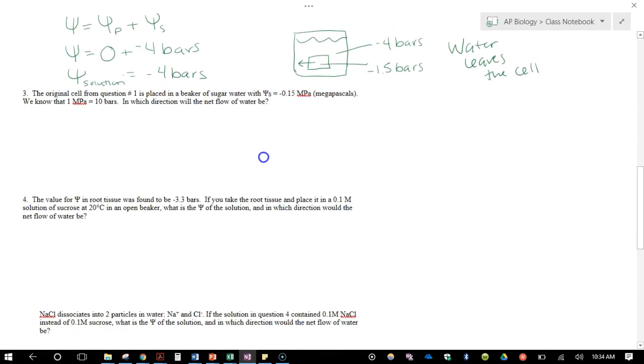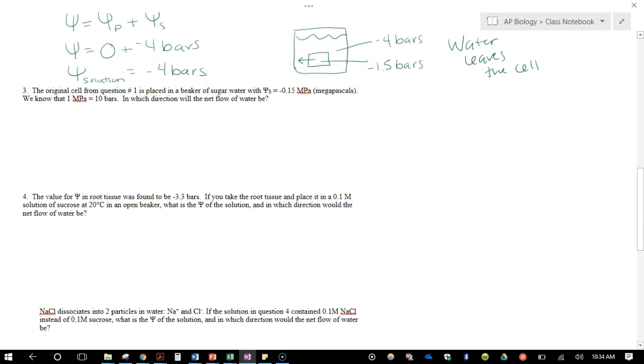Okay, let's look at the next one. The original cell from question number 1 is placed in a beaker of sugar water with a solute potential of negative 0.15 megapascals. We know that 1 megapascal equals 10 bars. Sometimes you might see other units, but it's still a pressure unit. It's just a little bit different. Typically, I believe we see bars on the AP test, but you never know, so you want to be prepared for anything. So we need to do a little conversion.